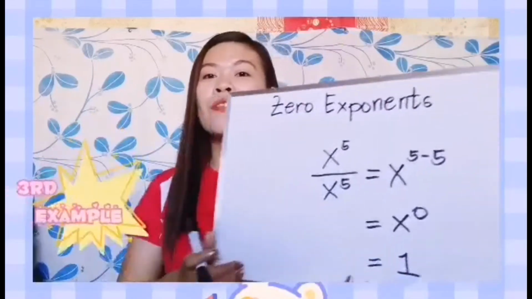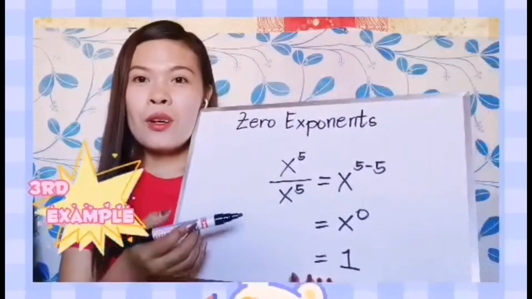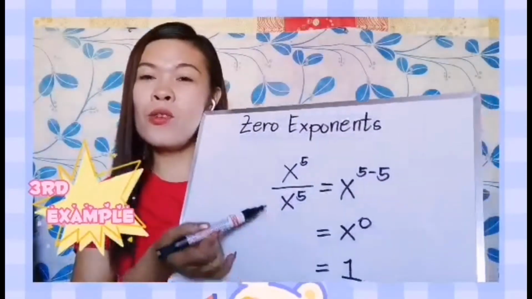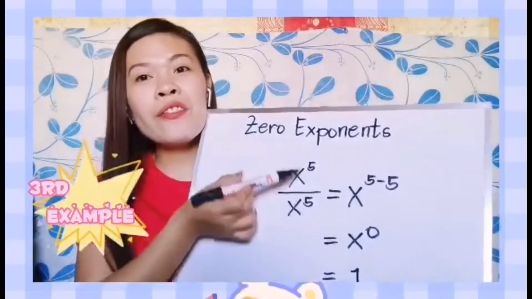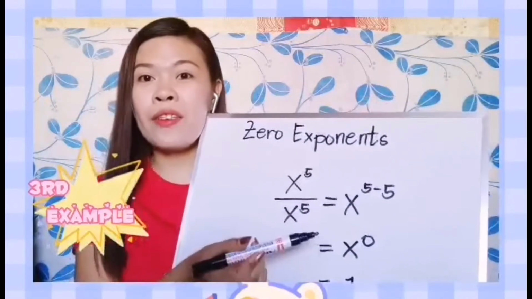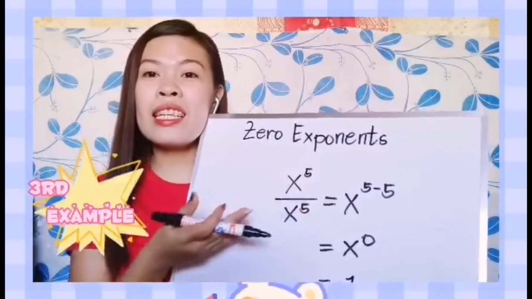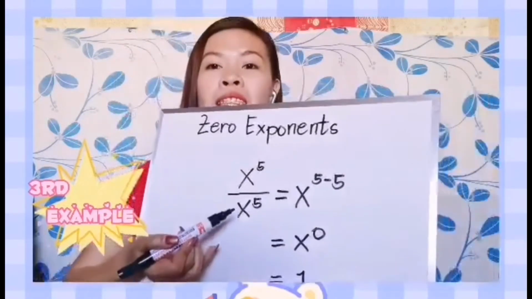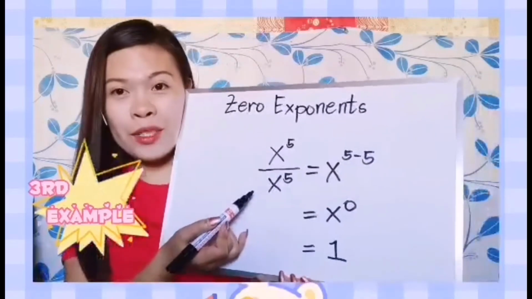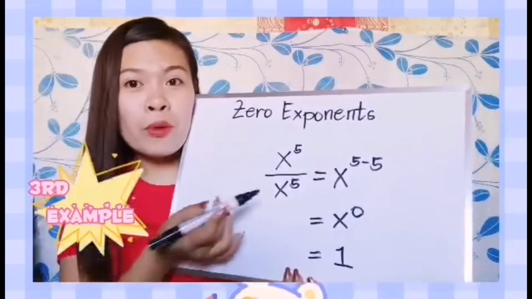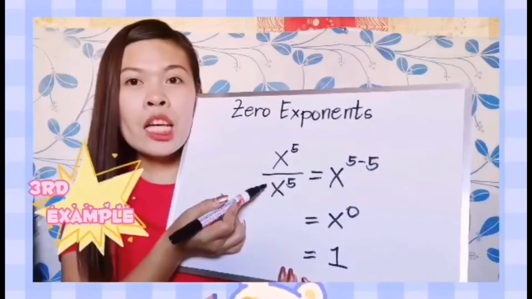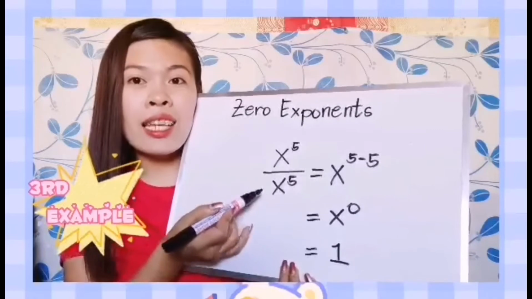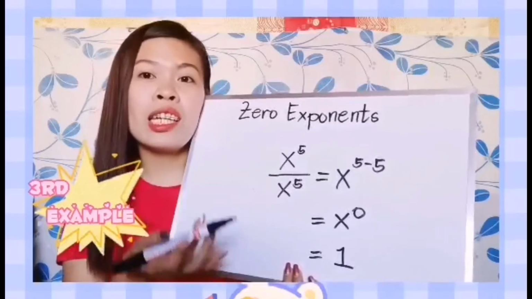Another example, math lovers. Okay, can you see? We have here x raised to 5 over x raised to 5, or shall I say x raised to 5 divided by x raised to 5. So we have to simplify this given expression. So how to simplify this? Applying the laws of exponent, when we are going to divide numbers with the same base, like the base here is x and the base here is x, we have to subtract the exponent.